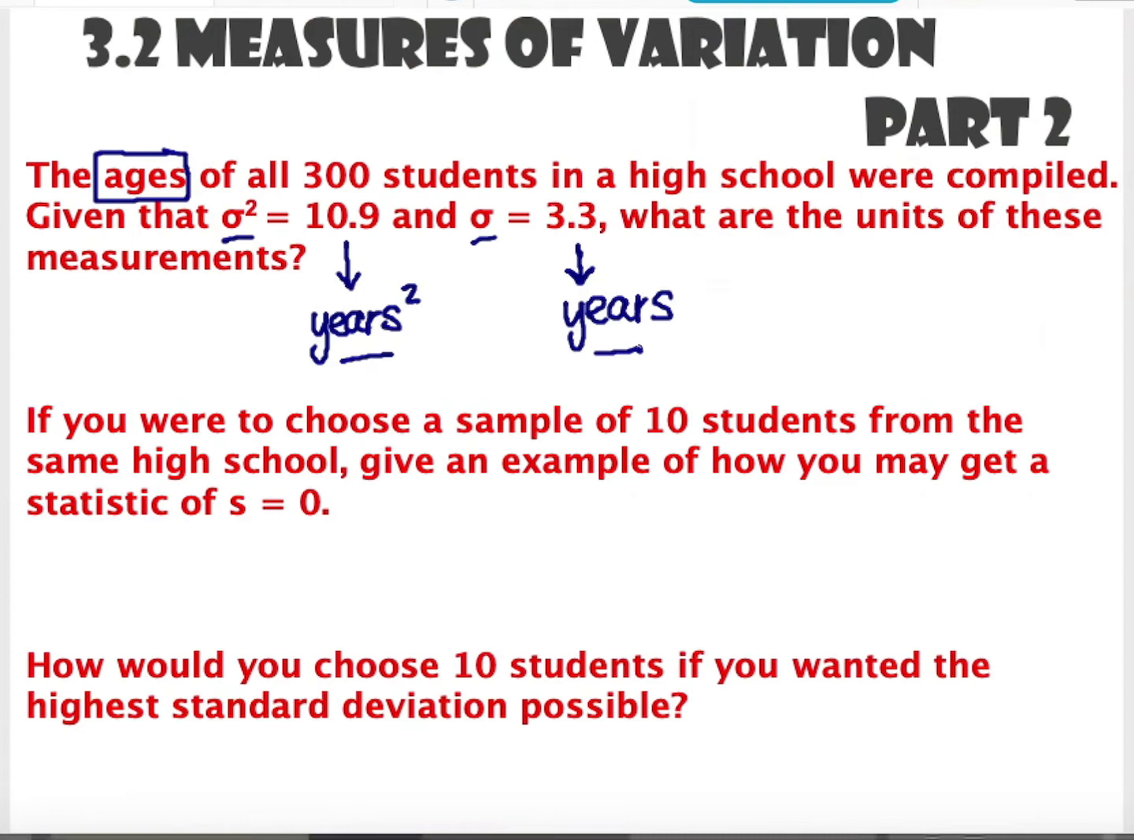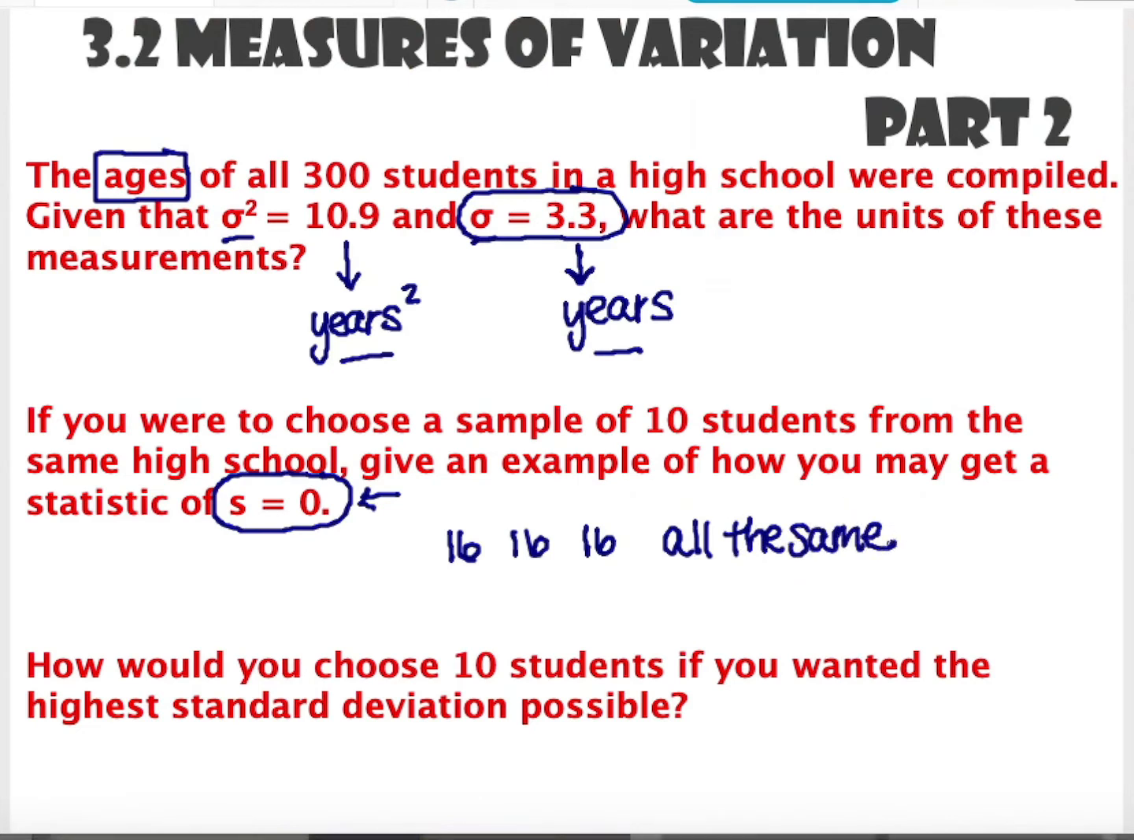If you were to choose a sample of 10 students from the same high school, give an example of how you may get a statistic of S equals 0. We know that the population standard deviation is 3.3, but when we choose a sample, is it possible that the standard deviation could be 0? Think of it as a spread: those ages would not be spread out at all. So maybe we sampled 10 people who were all 16, all the same age. Since there's no spread at all, that would give us a standard deviation of 0.